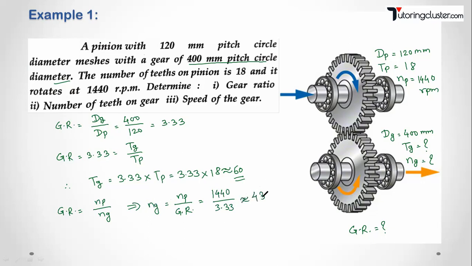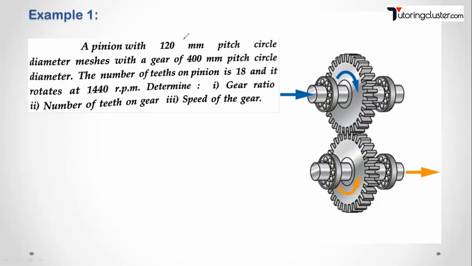So approximately 430 rpm. Okay, so the previous slide was very important. If you remember all the terminologies, किसको pinion बोलते हैं, किसको gear बोलते हैं, number of teeth, diameter, module, you can easily solve any example. Okay, so I hope this example is clear. Now let us see the next example.